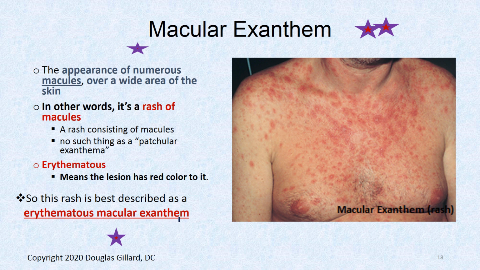So if you write in your report, Mr. Smith has an erythematous macular exanthem, the dermatologist can go, okay, he's got a red rash that's made up of lots of macules scattered all over the place.